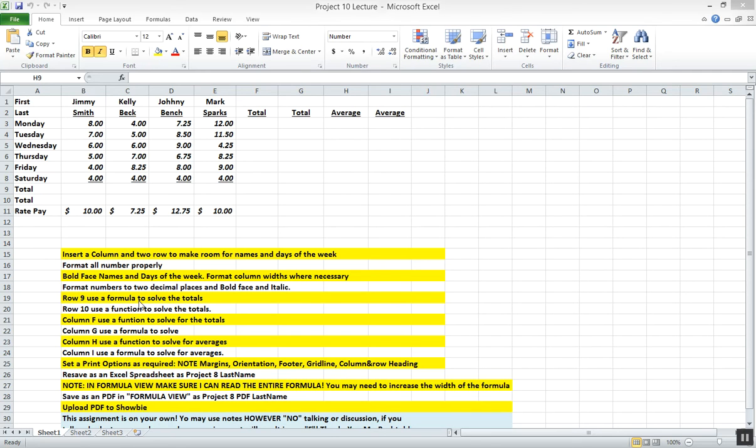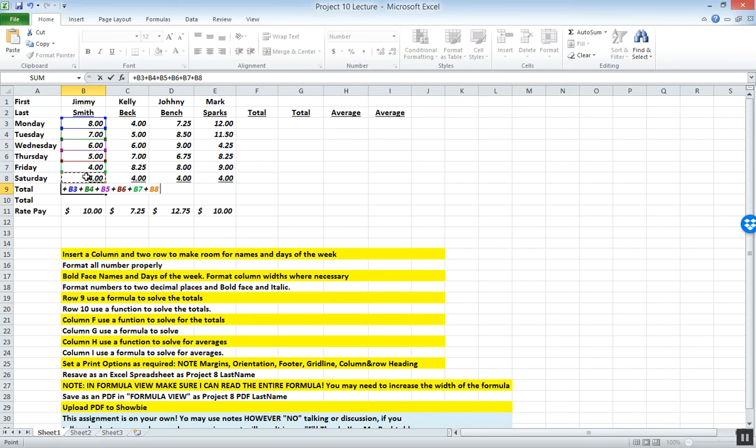Row 9, use a formula to solve the total. So right here in row 9 it says use a formula. And we know to use a formula, we start out with a plus, and we are just going to add the number of days. In this case, these employees work Monday through Saturday, and then we hit enter, and we get 34 hours. We can do the same thing here as we add Kelly Beck's total hours, and once again, this is a formula. There's a difference between a formula and a function I'm going to show you. We always start off with a plus.